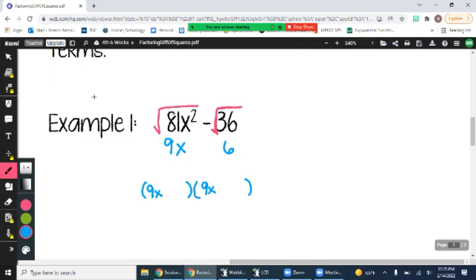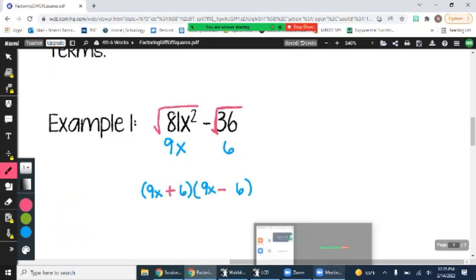What term in the back? 6. And the last step, hardest step, is to remember that one is what? And one is plus, minus, plus, minus. And yes, you can have minus plus in that order.